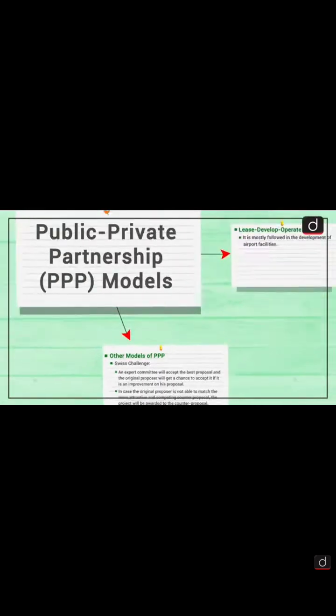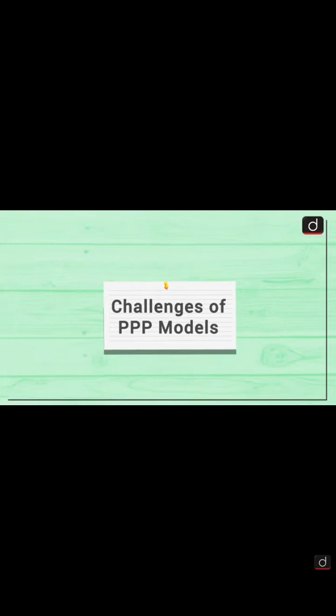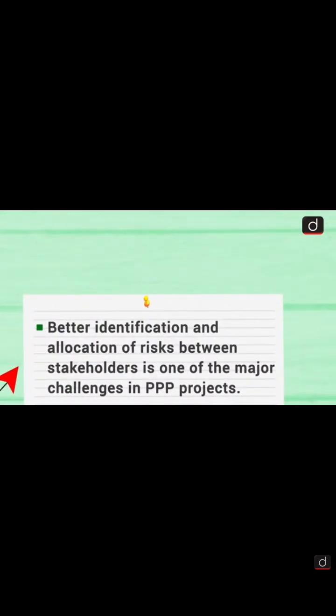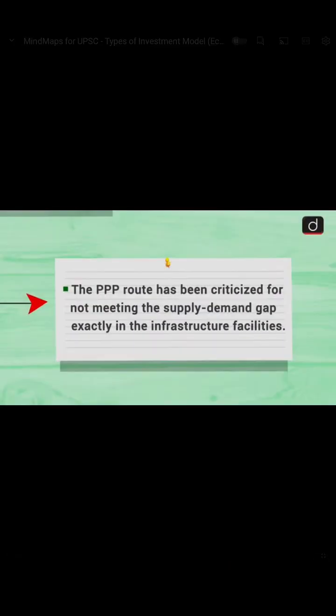So here it works like this. The PPP model has three various categories. So now what are all the challenges of the PPP model? Better identification and allocation of risk between stakeholders is one of the major challenges here. What are all the risks we need to identify? We need to allocate the risk between various stakeholders. So first we need to identify and allocate the risk between various stakeholders.